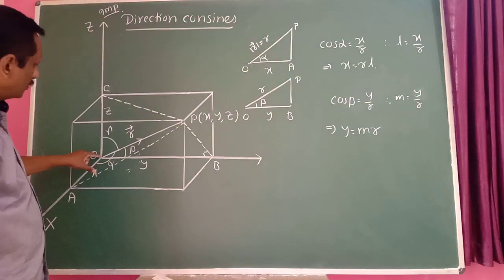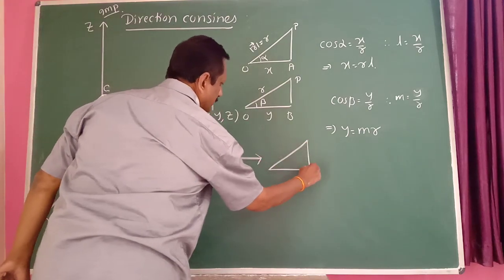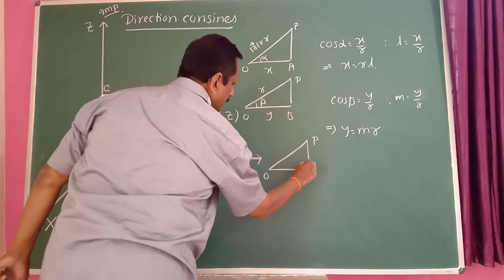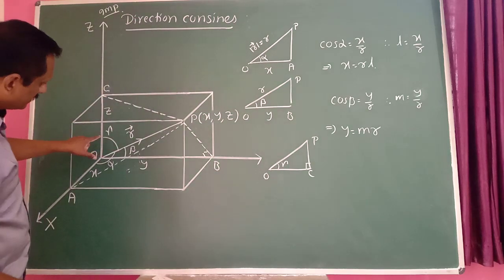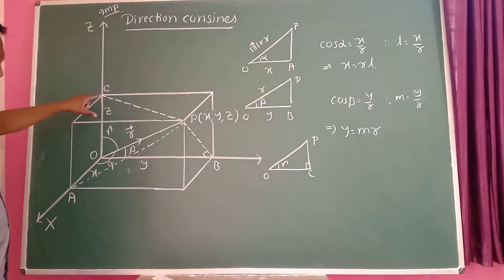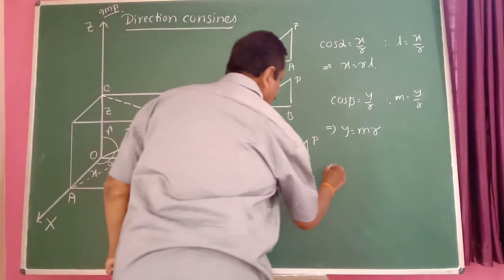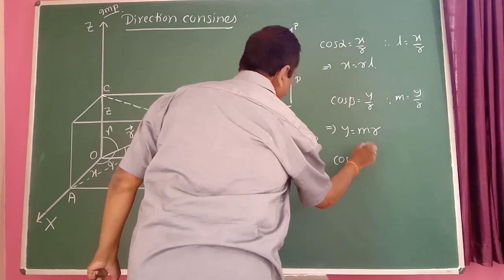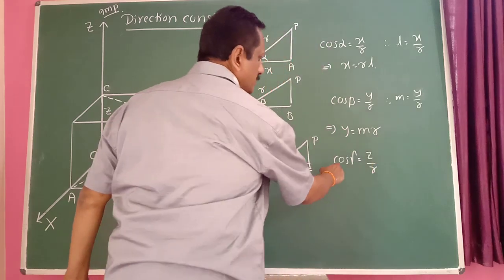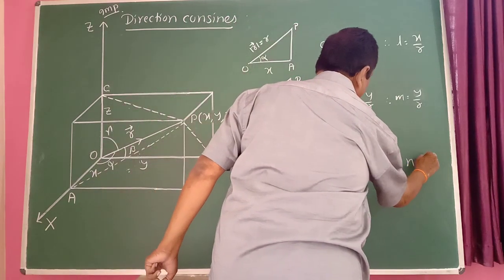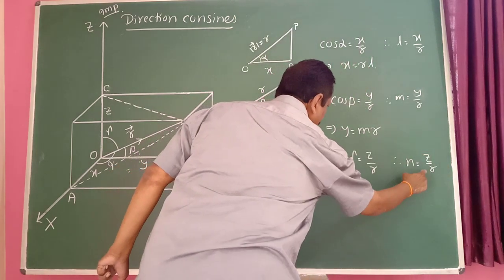Similarly, from the triangle OCP, here also it is a right angle. At this point the angle is 90 degrees, and this angle is gamma. Then OC is equal to z and OP is r. Therefore, cos gamma is z divided by r, and cos gamma is denoted as N. N is equal to z by r. Hence z is equal to r into N, nr.